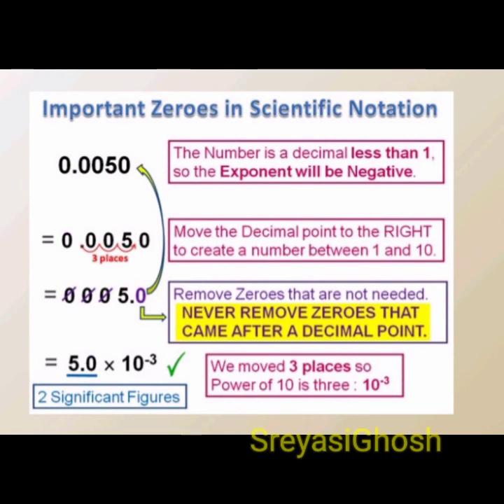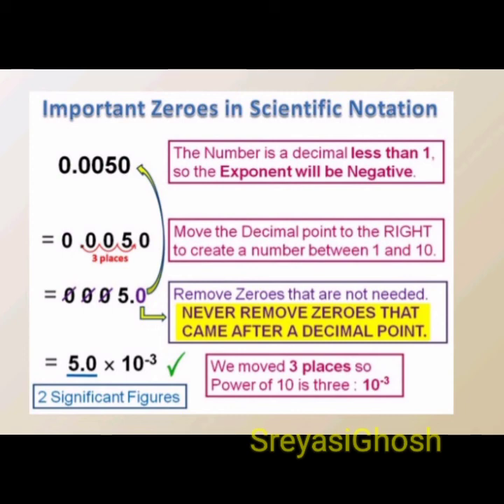A number written in the decimal format, how do we represent it? Please see here the number is written as 0.0050. Since we have written a decimal number, a fractional number which is less than 1, the exponent will be a negative number. So we cannot have 10 square, 10 cube or 10 to the power 4. We will have either 10 to the power minus 1 or 10 to the power minus 2 or 10 to the power minus 3 and so on.